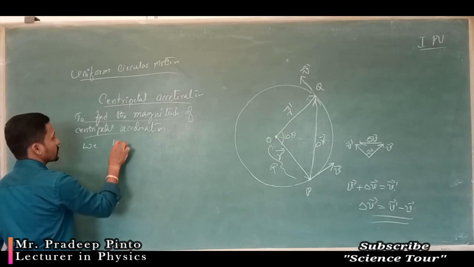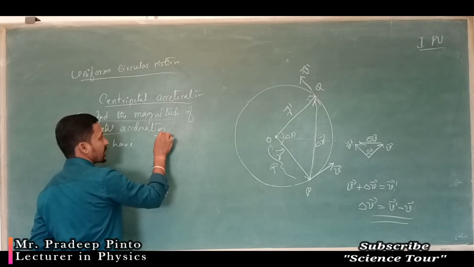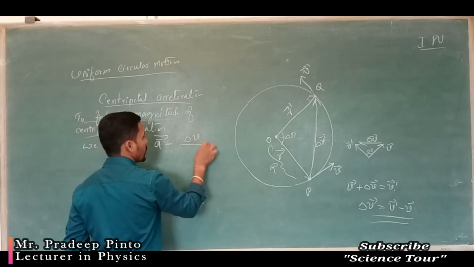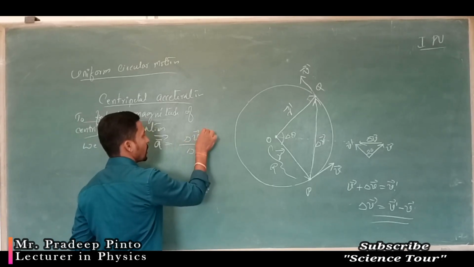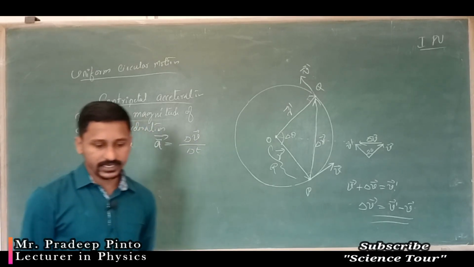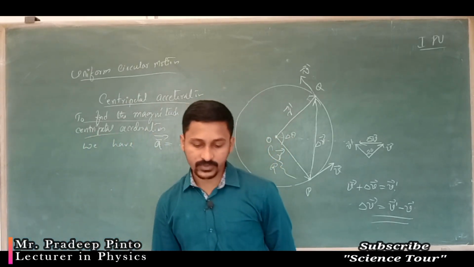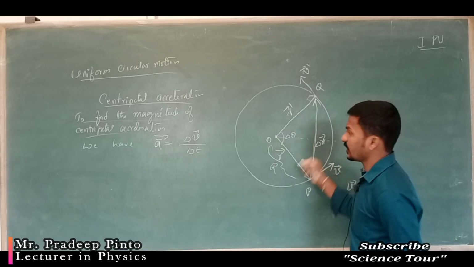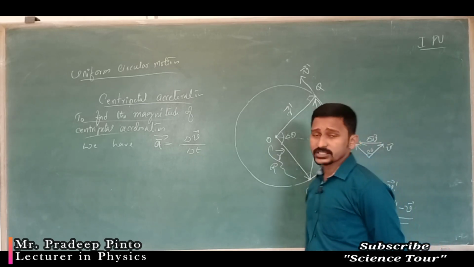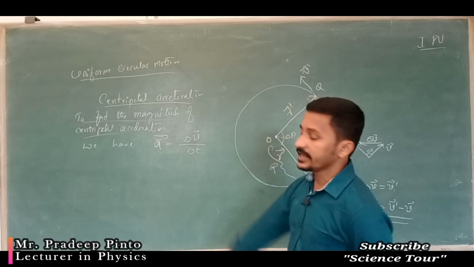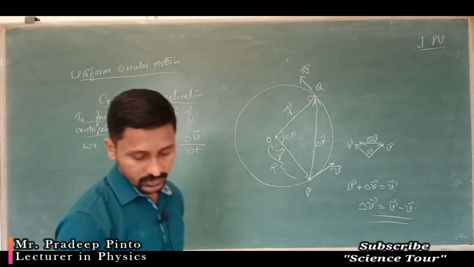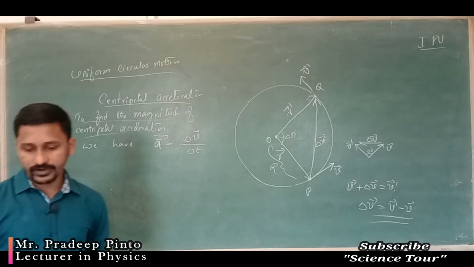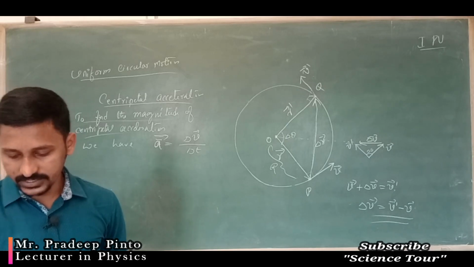we have average acceleration. See, average acceleration is equal to delta V by delta t, the average value. Now what are we going to do? Each and every time the velocity changes, so average acceleration does not matter here. You have to find the instantaneous acceleration.